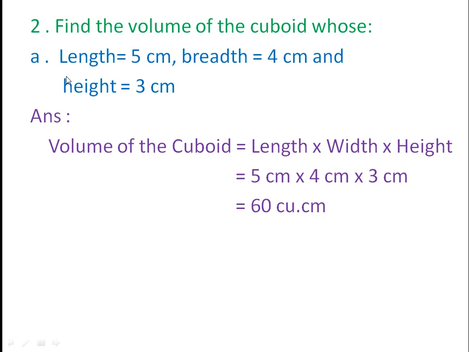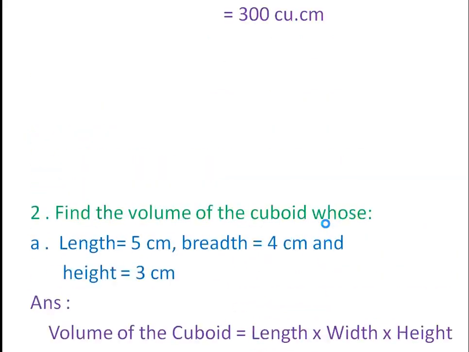And write down what the question is: length is equal to 5 centimeters, breadth is equal to 4 centimeters and height is equal to 3 centimeters. First write down the statements like this. Volume of the cuboid formula, and write down the length value 5 centimeters, width value 4 centimeters and height value 3 centimeters. Calculate, multiply these values. 5 4s are 20, 20 3s are 60 cubic centimeters is the answer for this problem.